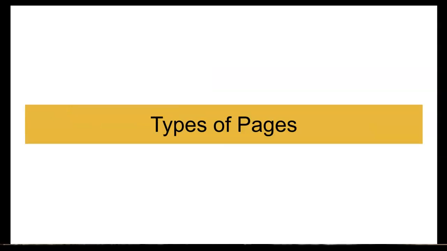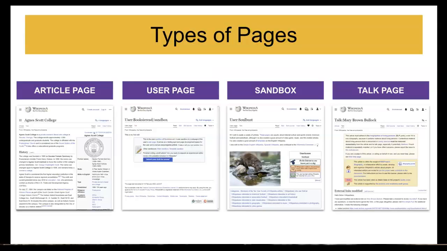Let's begin with the types of pages you'll encounter in Wikipedia. There are lots of different types, but in this section, we're focusing on 4 that will be the most useful to you as you start your journey. These include the article page, user page, sandbox, and talk page.